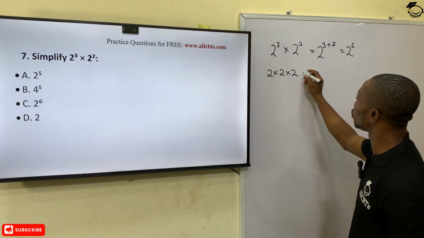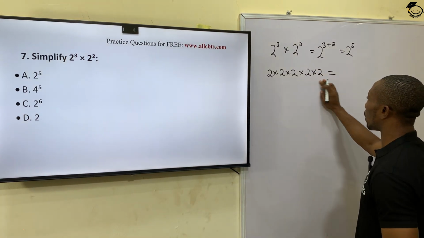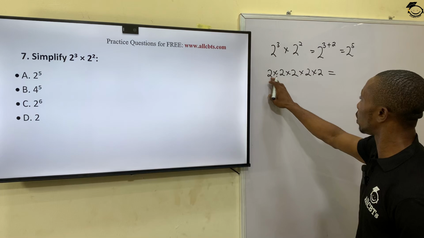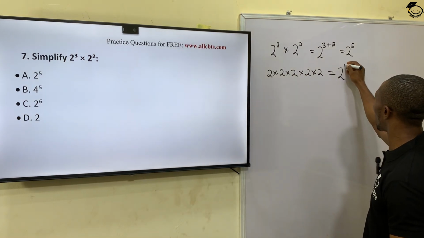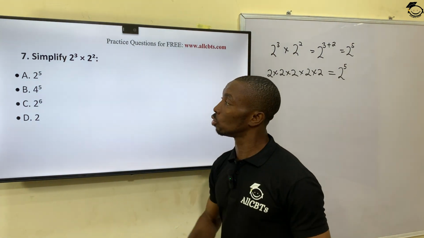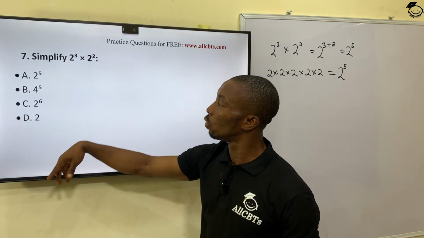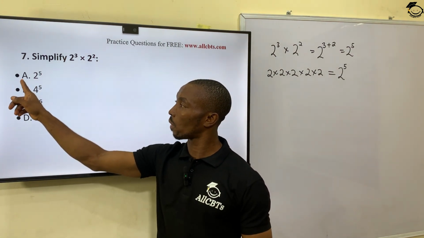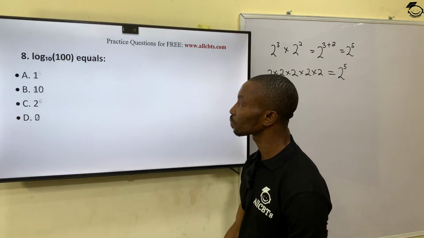And 2 raised to the power 2 means 2 times 2. So when we count all our 2's, we have 1, 2, 3, 4, 5. So this still becomes 2 raised to the power 5. So either way, you are still correct. So this 2 raised to the power 3 times 2 raised to the power 2 will give us 2 raised to the power 5 as our right answer, which is option A.